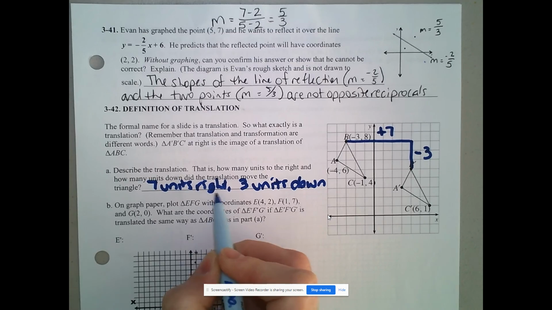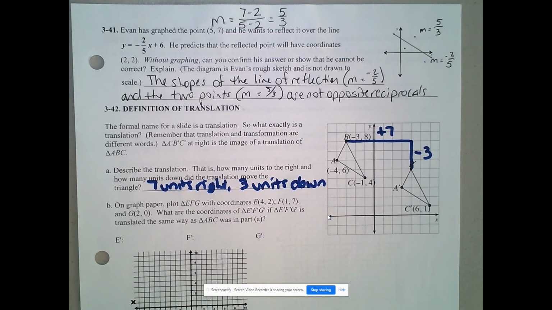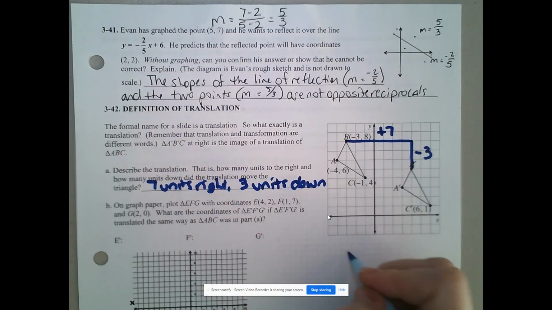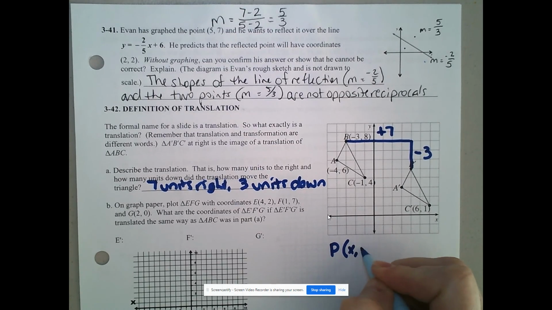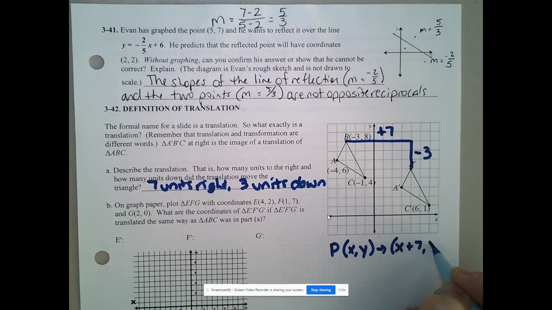Sorry about the smushy right there. If we wanted to describe that with the right notation, we would say that the points (x, y) translated, and x went to the right 7, so x plus 7, and y went down 3, so y minus 3.